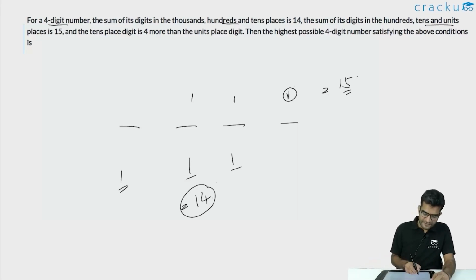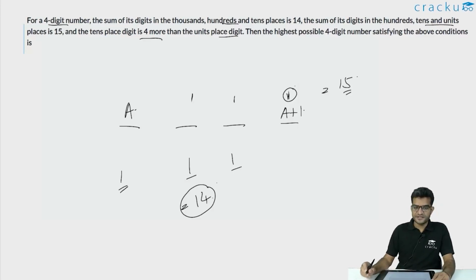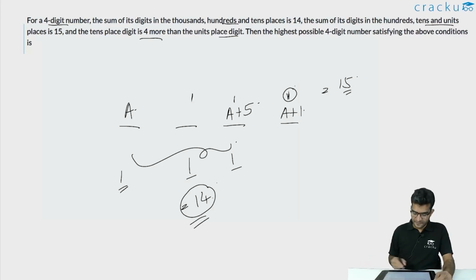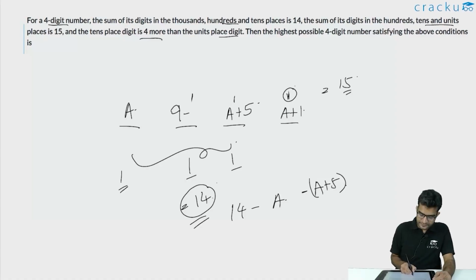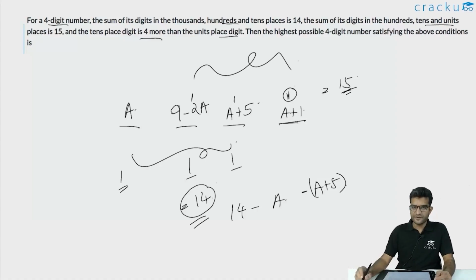This would imply that if you are having a as the number in the thousands place, the number in the units place will be a plus 1. We are also told that the tens place digit is 4 more than the units place digit. So this becomes equal to a plus 5. The sum of these 3 is equal to 14. So the number in the hundreds place will be 14 minus a, which is the thousands place digit, minus a plus 5. Or if you simplify this, this will be equal to 9 minus 2a. As we assumed that the number in the units place is a plus 1, these 3 when you sum up will automatically be equal to 15.